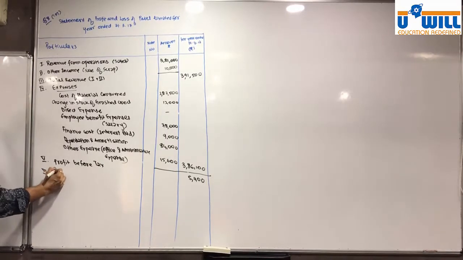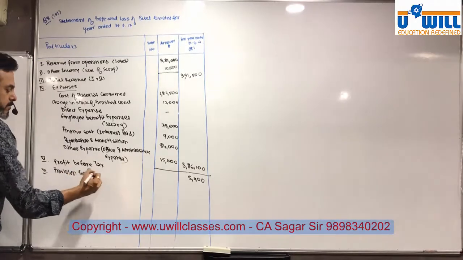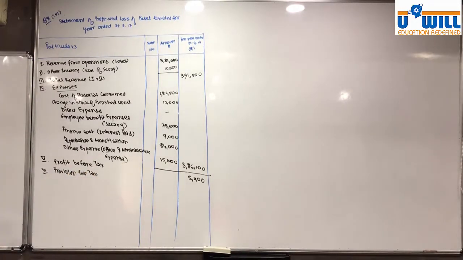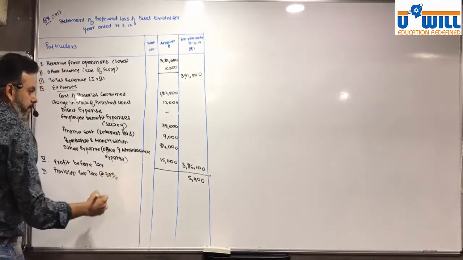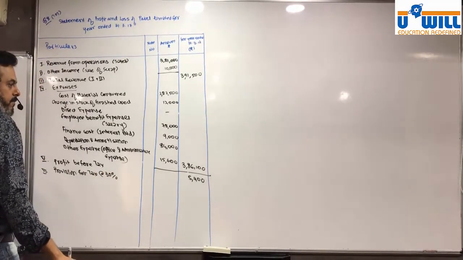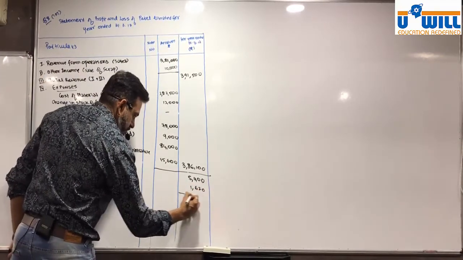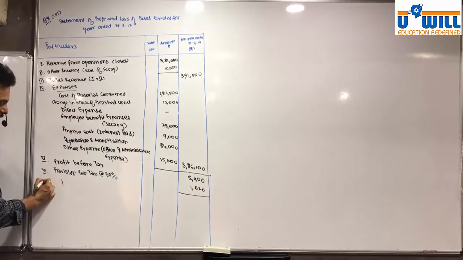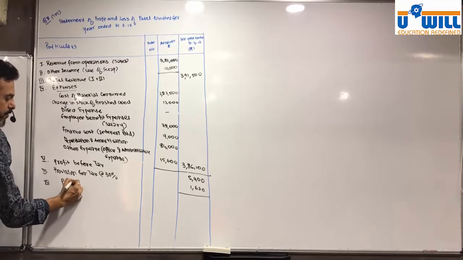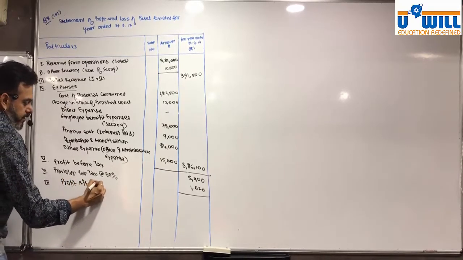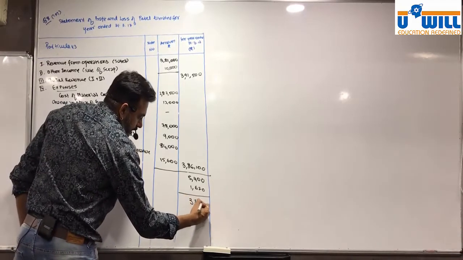Sixth, provision for tax. Is it given in the sum? Yes. At the rate 30%. 1,620. Yes. Subtract. What we get is 7, profit after tax, 3,780.